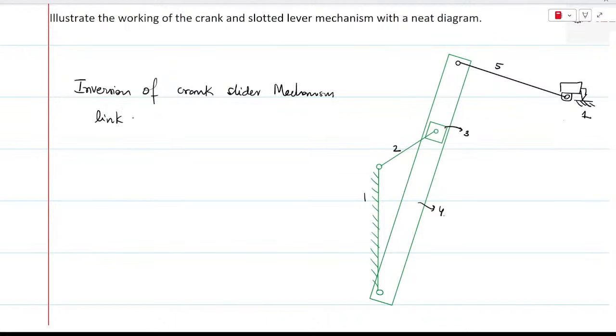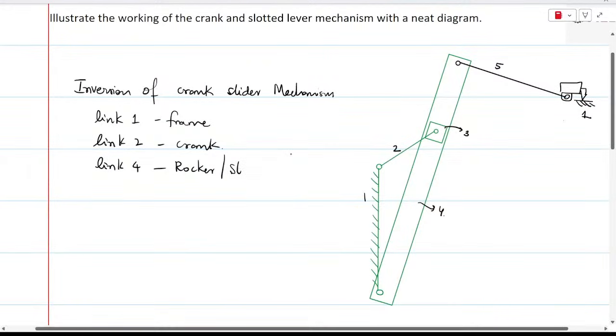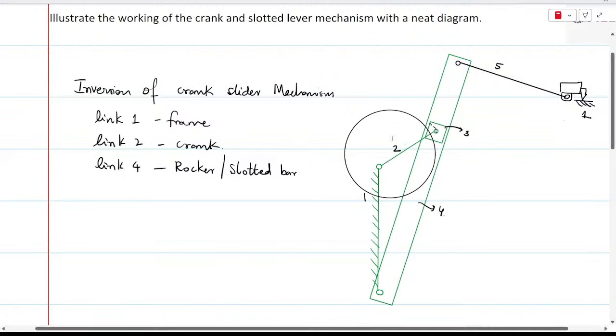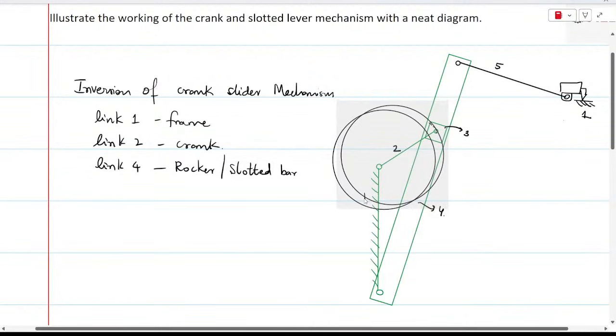Link 1 is fixed, that is the frame. Link 2 is crank. Link 3 is a piston, but link 4 is rocker. You can also say slotted bar, because link 4 will not be completing the circular motion. Instead it would be having an arc of a circle. So for link 2 it's going to be a circle, but for link 4 it is not the circle.